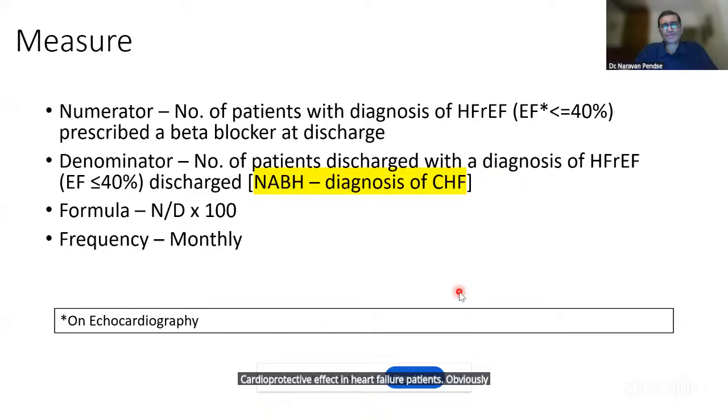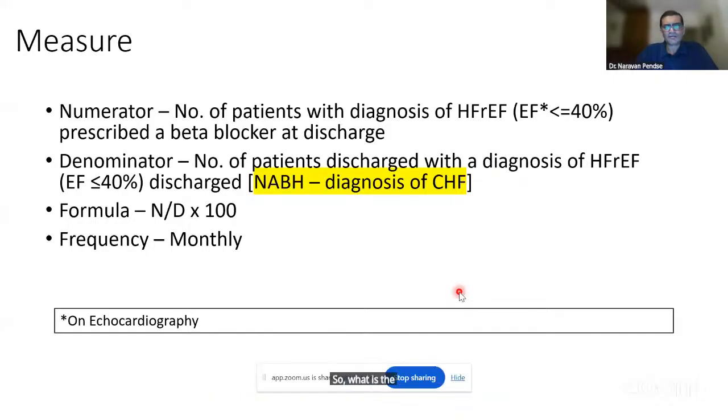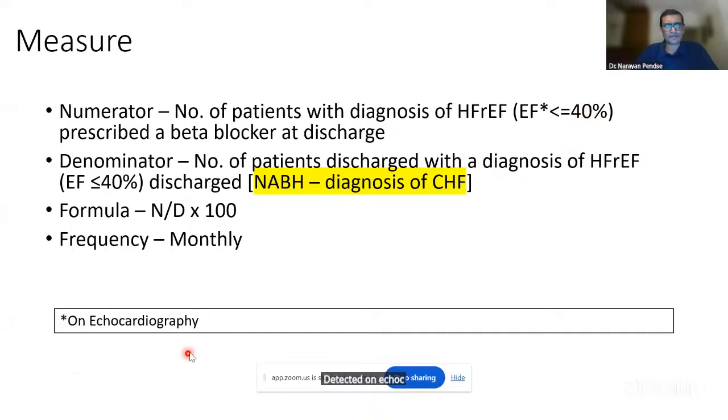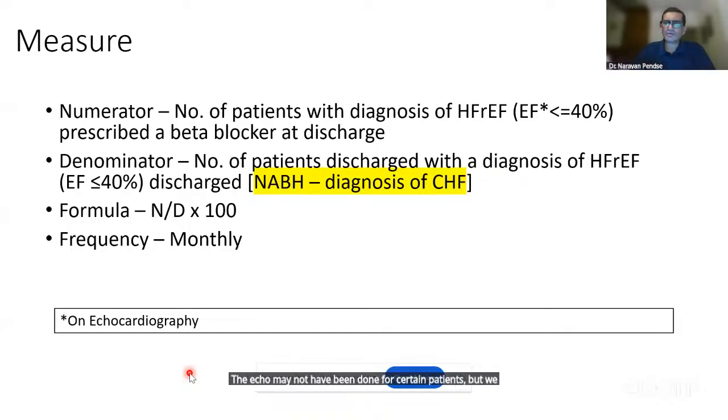Obviously, in order to measure something or to frame an indicator, we need to have some basic formulas in place. So what is the numerator for this indicator? The numerator is the number of patients with a diagnosis of heart failure with reduced ejection fraction, that is ejection fraction less than or equal to 40%, detected on echocardiography. NABH, for example, has not defined this. I have added it here so that there is objectivity, because there may be a possibility that the echo may not have been done for certain patients, but we need some objective criteria.